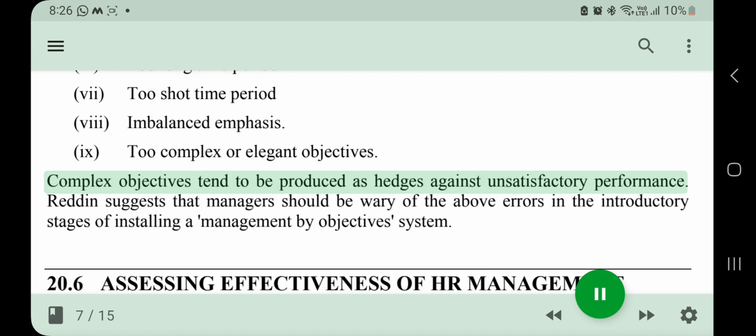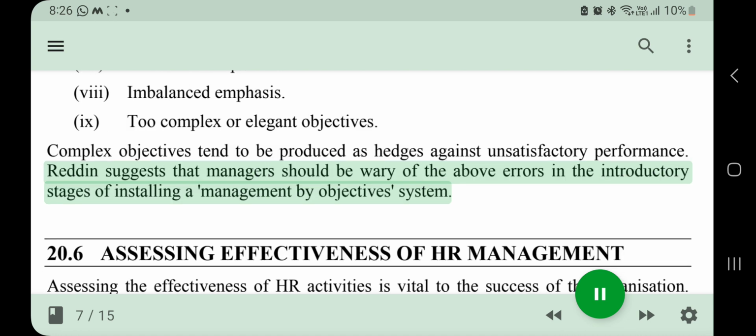Complex objectives tend to be produced as hedges against unsatisfactory performance. Redden suggests that managers should be wary of the above errors in the introductory stages of installing a management by objectives system.